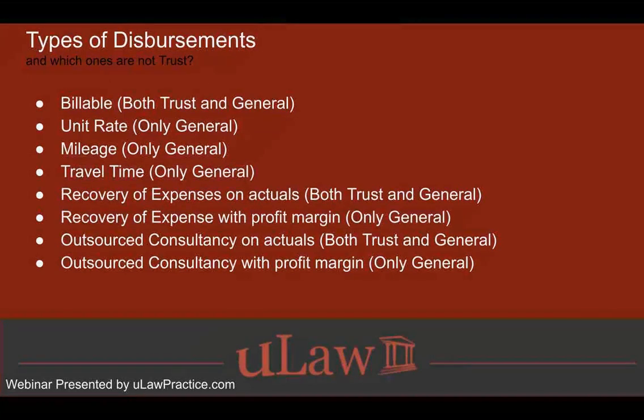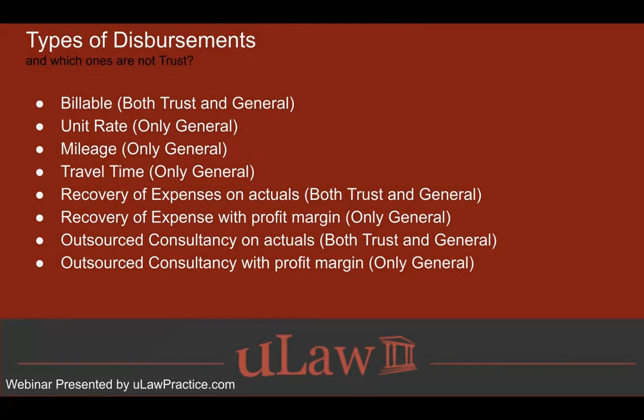Now, whatever can be paid from trust obviously has to have no markup value. There's no profit margin and no travel time, no mileages, unit rate. So putting it this way, from trust, you can do both billable and recovery of expenses on actuals and outsourced consultancy on actuals. And from general, you can do anything. You can do all of it, billable, unit rate, travel time, etc.